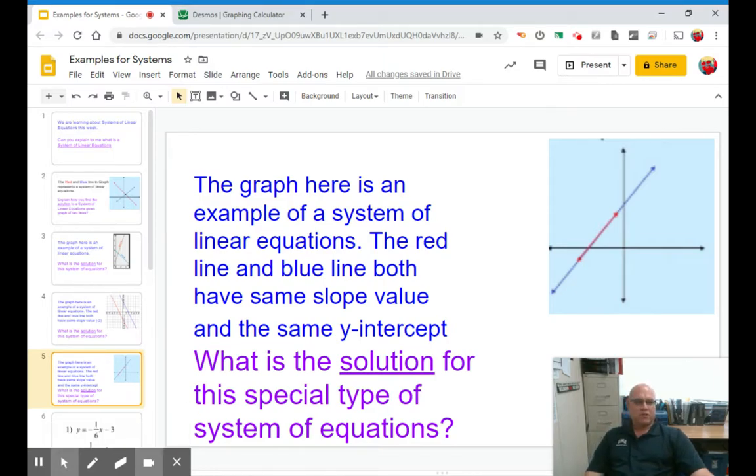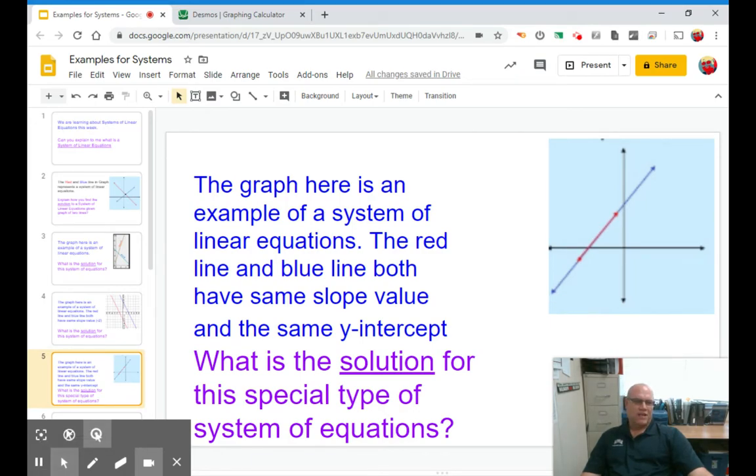All right, now let's look at another special case. In this case, we have the blue line, and they try to show you here the red line is on top of the blue line. So in this case, both lines have the exact same slope value, the same constant rate of change. They also have the exact same y-intercept. So this is a situation that makes it so they're not parallel lines. They're basically the same line, maybe a different equation for each line, but the equation represents the exact same line. So can you tell me, what is the solution for this special situation, for this system of equations? What is our solution?